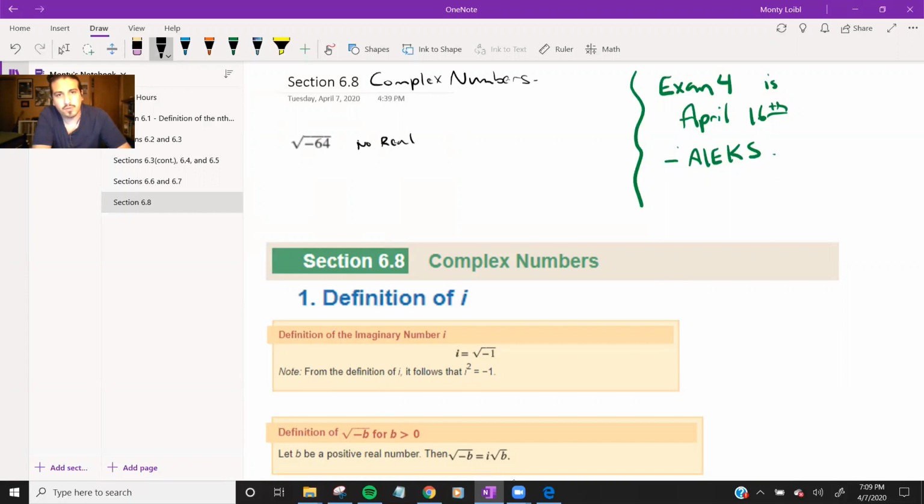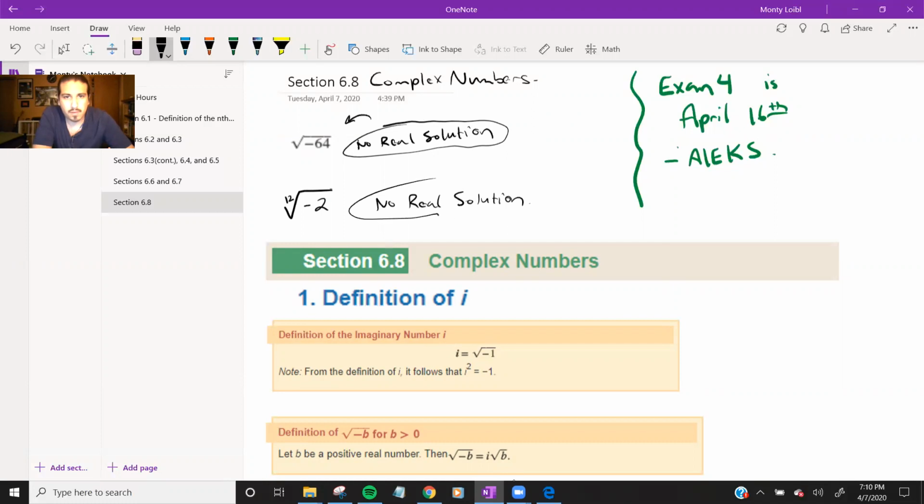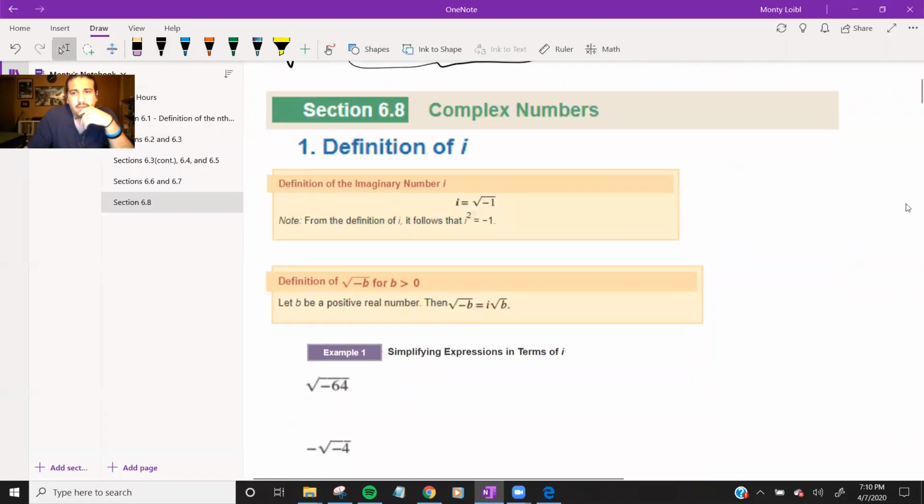has no real solution, right? So anytime that you would see a negative underneath the square root, the only thing we could write is no real solution. So even if you had something like the 12th root of -2, remember, it's an even power, so again, we would have no real solution. There's a recurring pattern, but now that we're going to learn about complex numbers, we're going to be able to actually evaluate this and give it some meaning. And so that is where section 6.8 comes in.